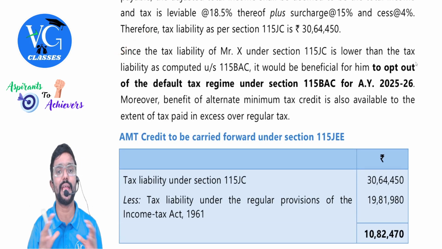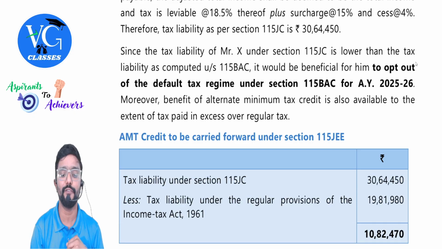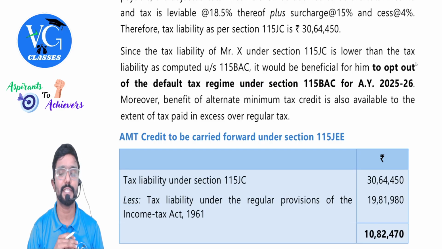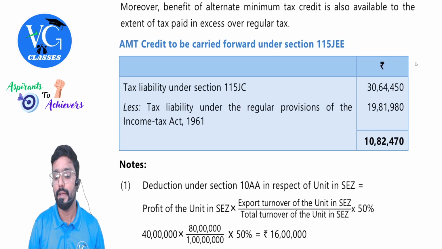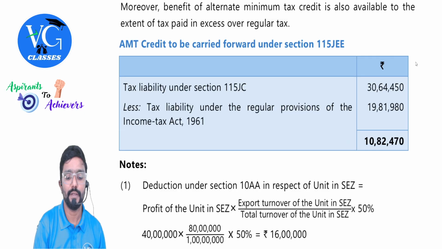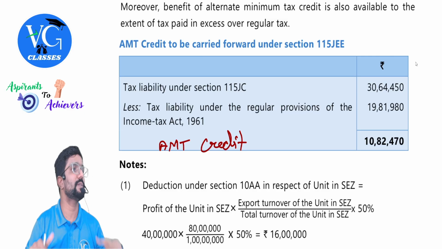Since tax liability of Mr. X under section 115JC is lower than the tax liability as computed under section 115BAC, it would be beneficial for him to opt out of default tax regime under section 115BAC for assessment year 25-26. Moreover, benefit of alternate minimum tax credit is also available under the optional scheme. How much is that credit, sir? AMT credit 10,82,470. You can call this as AMT credit. Clear? Tax also is lower, plus you will also get a credit.